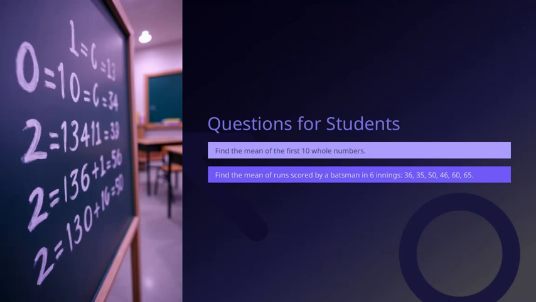All right, now let's look at some practice questions to reinforce what we've learned. First, find the mean of the first 10 whole numbers. Think about what the whole numbers are, 0 through 9, and then how we find the mean by adding them all up and dividing by 10. This helps us see how the mean is a measure of the average value.